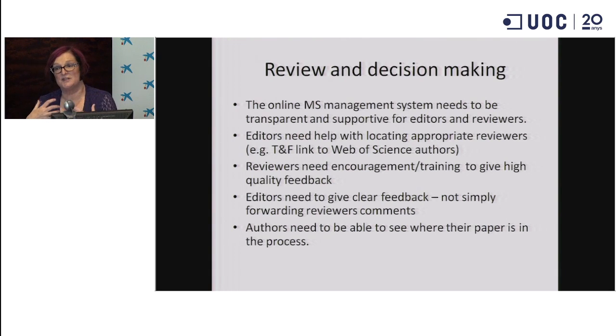So those are the papers that we in our journal want to work on and work with the authors. We also have to give clear feedback. So as the editor, I don't just take the reviewers' comments, cut and paste them in and send them back to the author. I look at them, they're often contradictions and different focuses, and I try and guide the author into which bits of the reviewer's comments they should be acting on primarily, things like that.